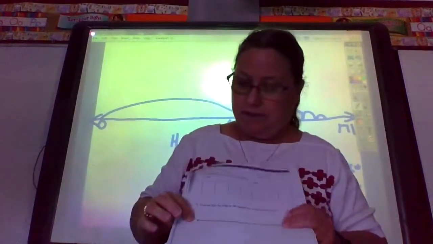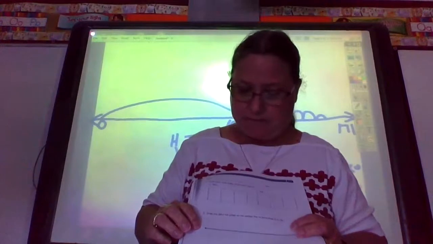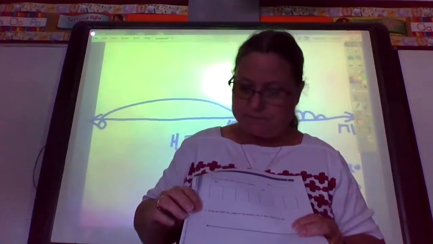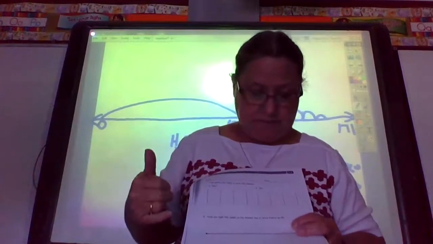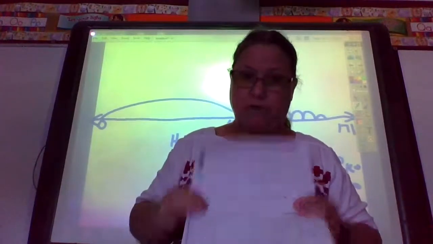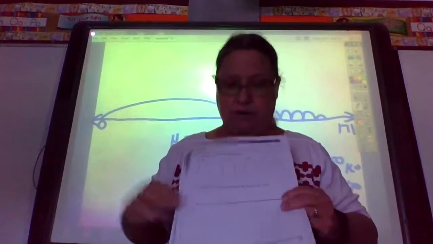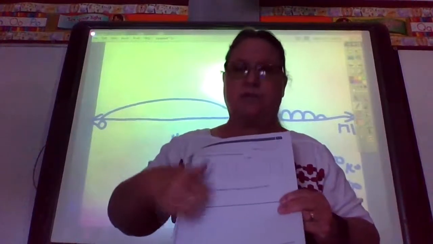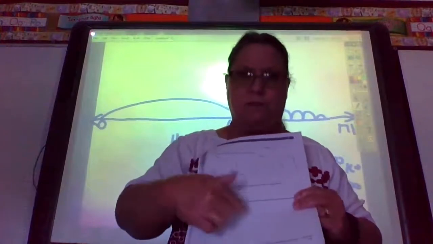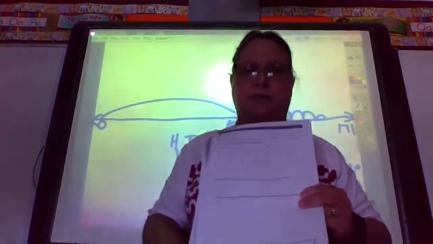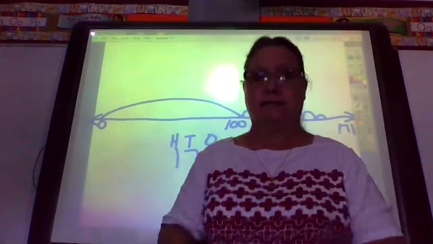On number 2, it says to draw a line that jumps on the number line from 0, you have to label 0, to 141. So make your jumps to show me 141. Write 141, and label it so you know how many hops you need of each kind. And that is your exit ticket for today.